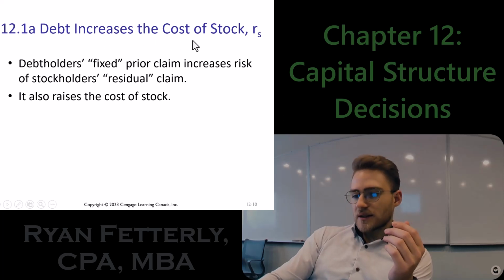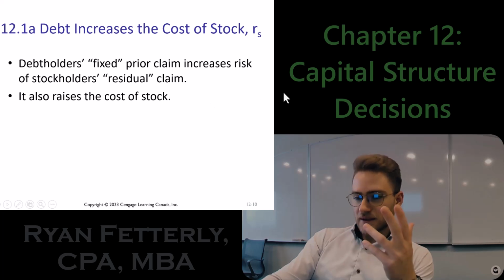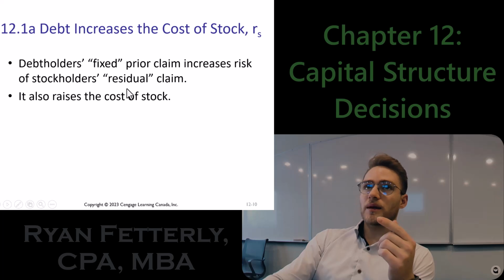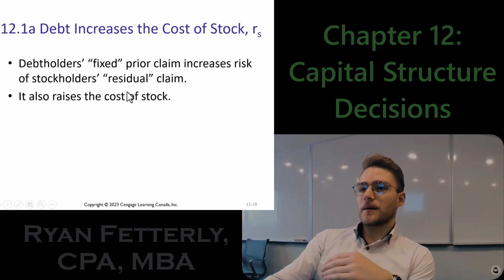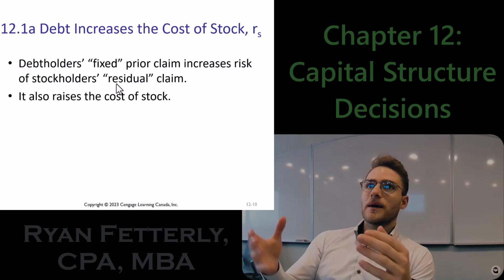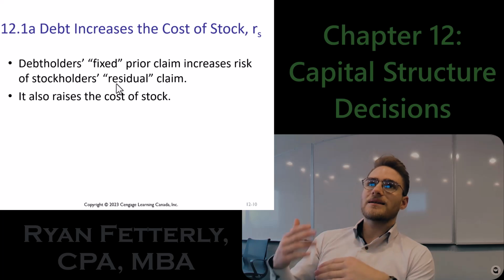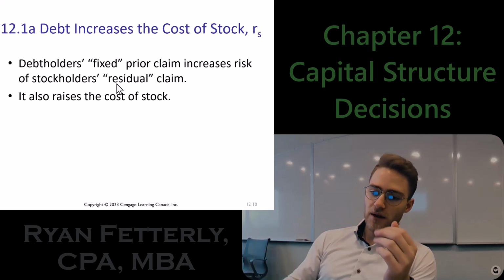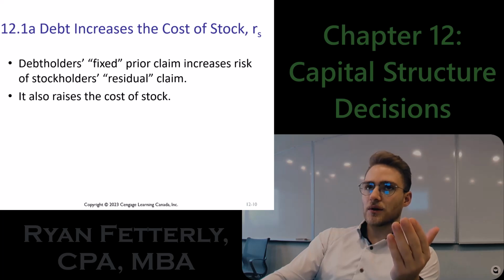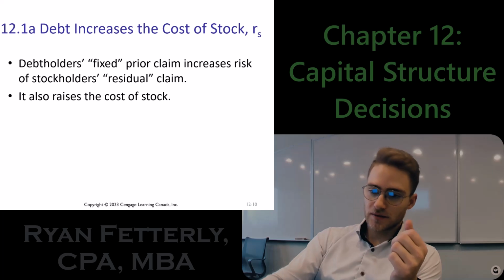So debt increases the cost of stock, RS. Debt holders, fixed claim, increases the risk of stockholders' residual claim, right? So the more debt that we have, the more interest that we pay. The more interest that we pay, the more it brings down net income. The lower net income is, the less residual value that is available to our shareholders, right? So it increases the risk to our shareholders by adding on more debt, which increases the cost of our equity.